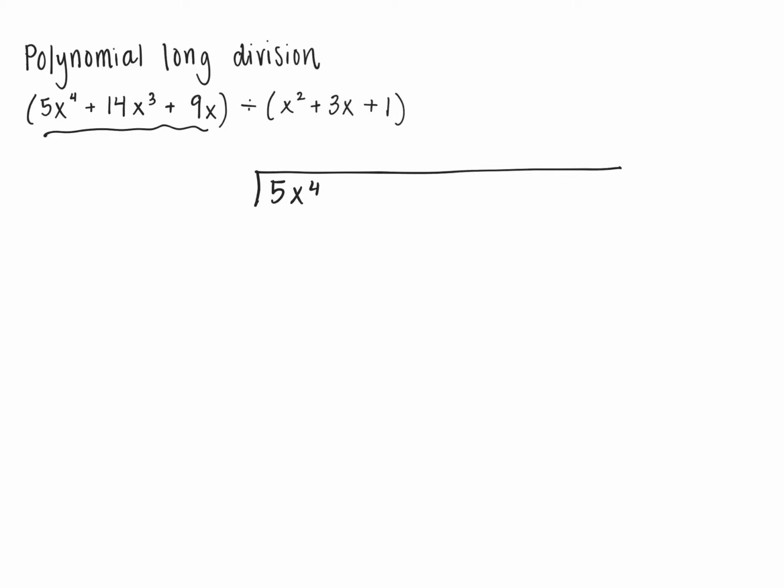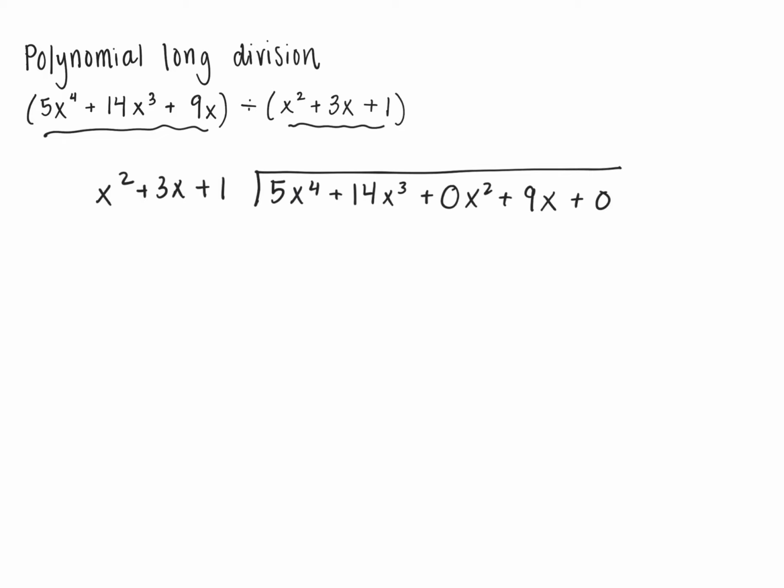5x to the fourth plus 14x cubed plus, are there any x squares here? No, so I'm going to put 0x squared plus 9x, and there's no constant, so I'm also going to put 0 there. We're also going to put our divisor on the outside and also write that in descending order, and also put 0 coefficients if there are any. There are no 0 coefficients for the divisor, so we're going to continue on.